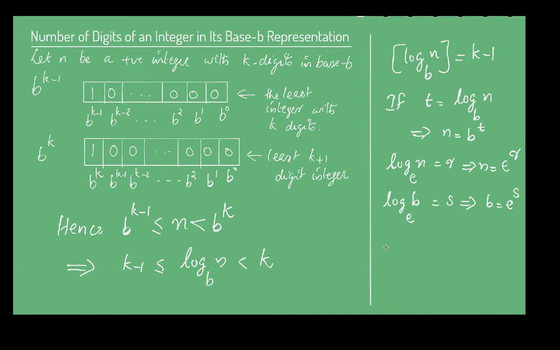Combining these relations, we can see that n is equal to b raised to t, and that is equal to, since b is equal to e raised to s, e raised to s whole raised to t, which is equal to e raised to st, and we have already expressed n as e raised to r. So this is equal to e raised to r as well. We get st is equal to r, or t is equal to r by s.